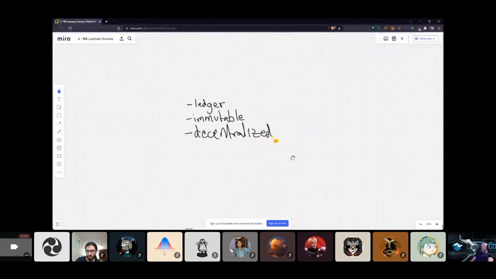Okay, a blockchain is a ledger, it's immutable, and it's decentralized. What does it really mean? What does it mean that it's a ledger? It's an instrument for storing information, keeping track of data, keeping track of things that have happened. So how does a blockchain keep track of information? How does it store data?